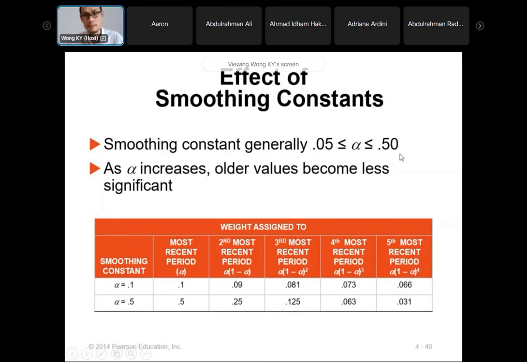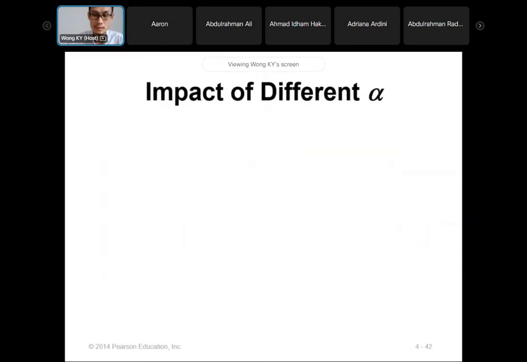Now, what is the impact of different alpha values on the forecast? If alpha is bigger, if alpha increases, then you will find that older values become less significant. In other words, if alpha is big or increases, newer values become more significant. This is what I'm trying to say.